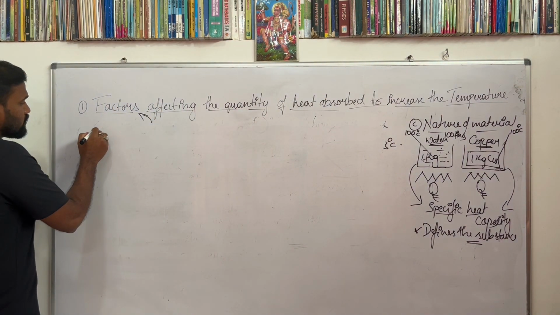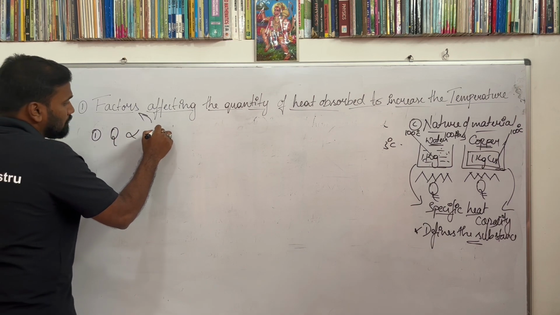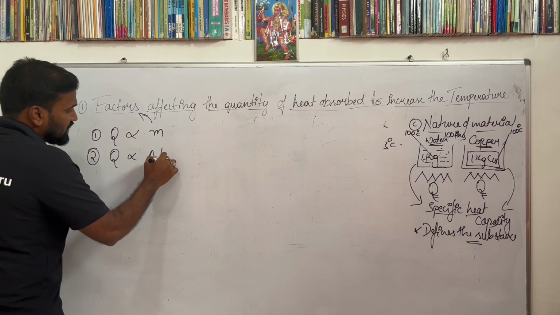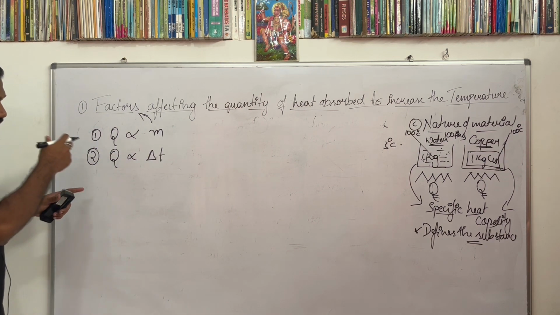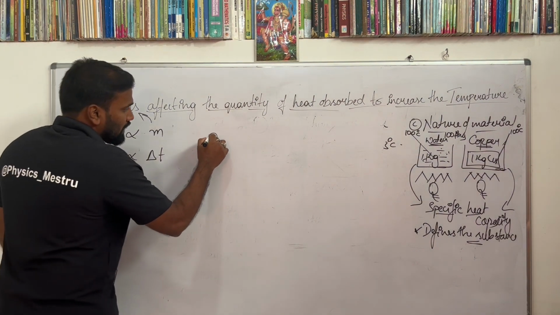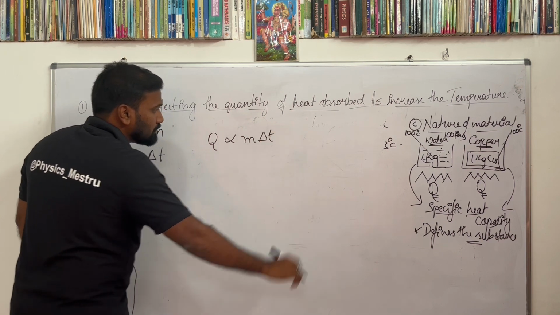the heat absorption depends directly on the mass. The heat absorption depends directly on the change in temperature. So if I want to combine this, I can combine, because the LHS is the same. So if I combine this, Q is directly proportional to m into delta T.